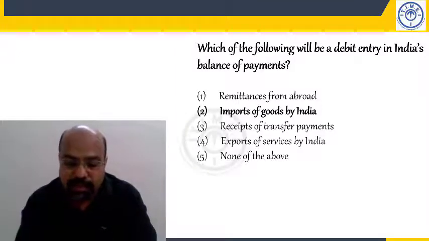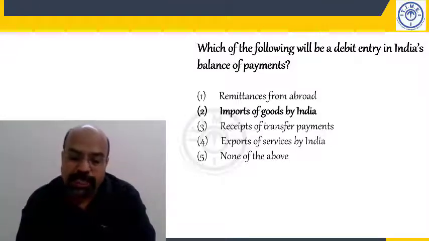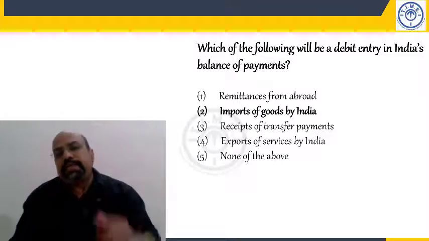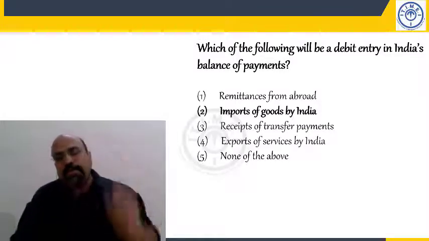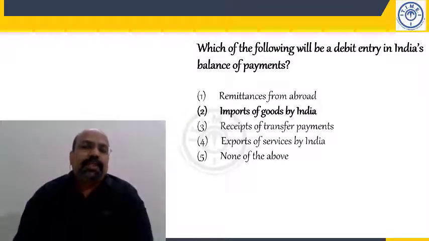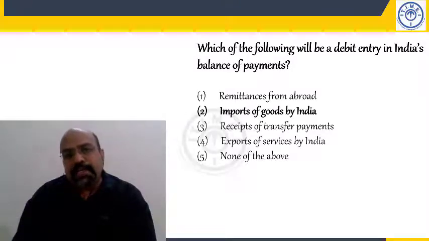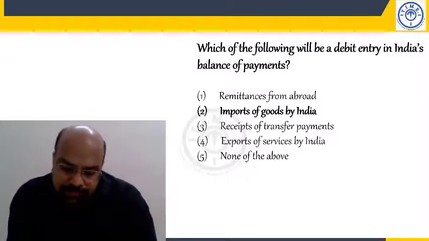Next, sixth point: loans taken by central and state governments.